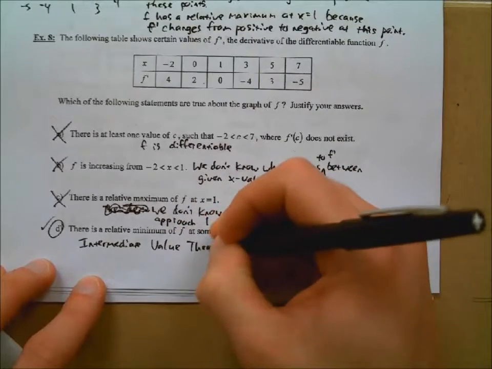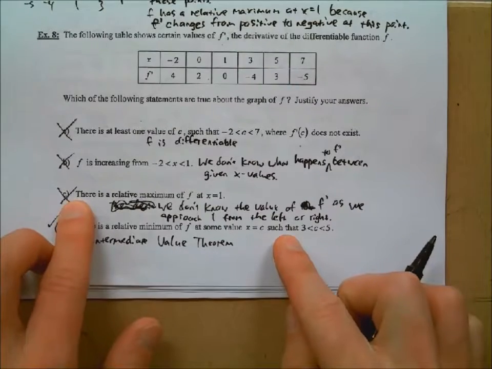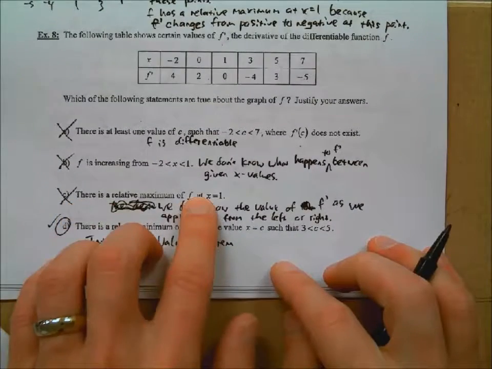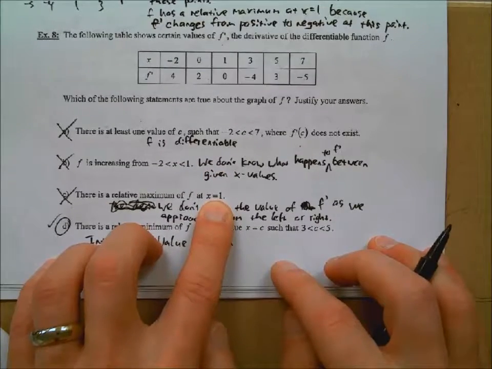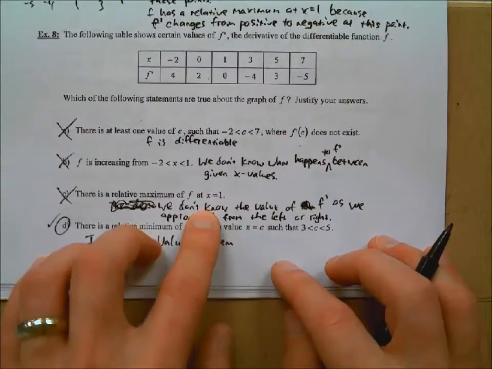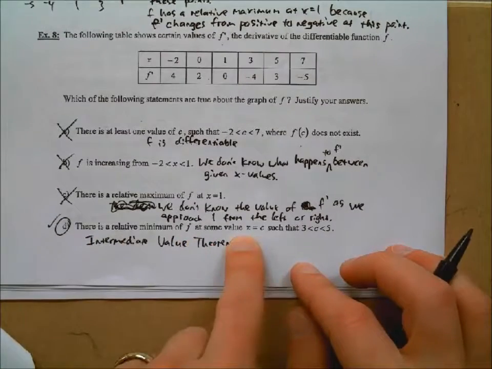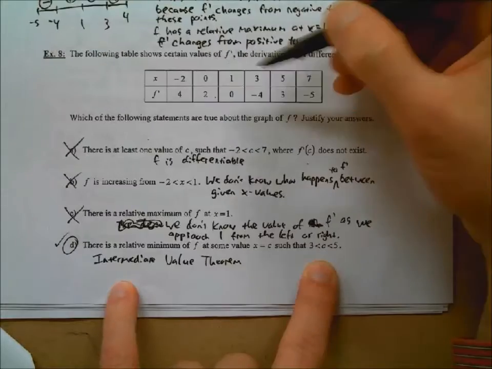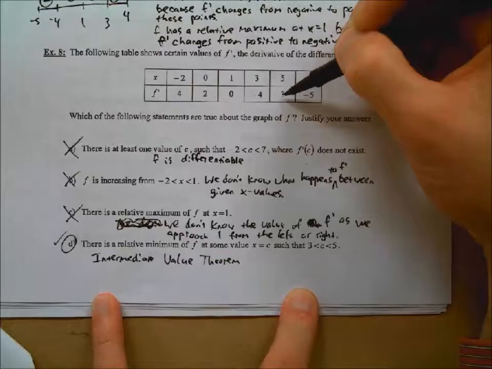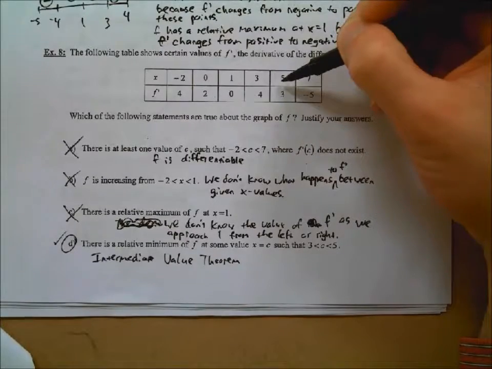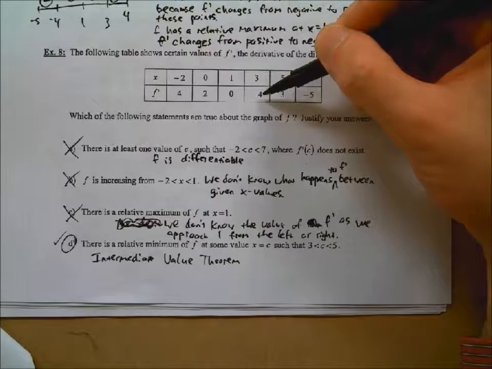Okay? The difference in what letter D is saying from what letter C is saying. C is saying the relative maximum must occur at this exact point. We don't know that's the case. But D is saying there must be some relative minimum of f at some value x equals c such that 3 is less than c less than 5. Because between 3 and 5, the derivative is changing from negative to positive, which means between 3 and 5 in the original function, the function is changing from what to what?